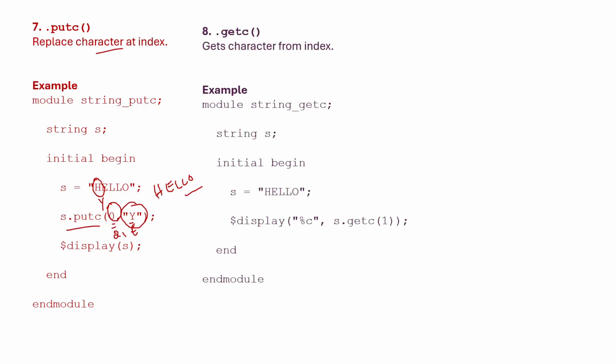Similarly, I can also get a character from the index. I want to get some character only. In hello, I want to get H, or E, or L, or the other L, or O in the output. Then s.getc(index), whichever index you want to get. That index you need to mention.